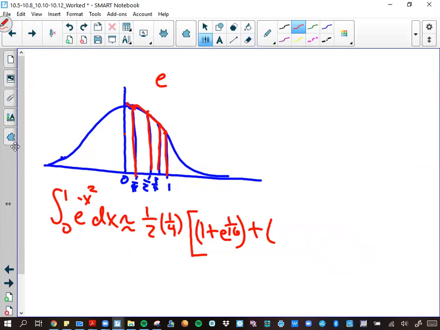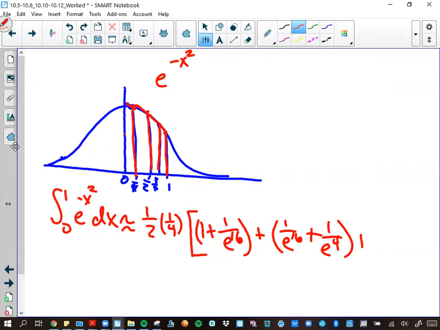Okay, hold on a second. We have e to the negative x squared, right? We plugged in 1/4 into there. We got negative 1/16. Negative 1/16 gives us 1/e to the 16, right? Plus 1/e to the 16 plus 1/e to the 4. Now we do the next one, 1/e to the 4th plus, and you're going to put 3/4. So that's 9/16. So that's 1/e to the 9/16. And you're going to continue to do it until we get to the last trapezoid.